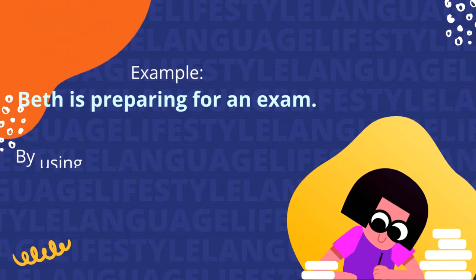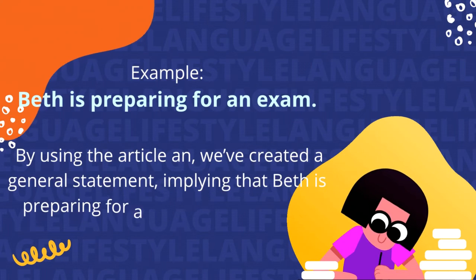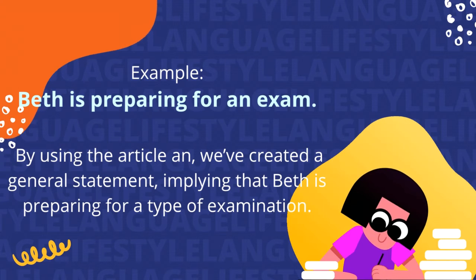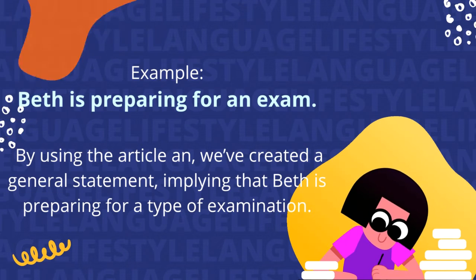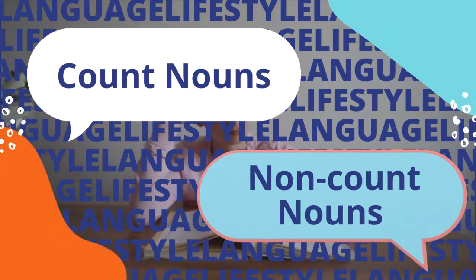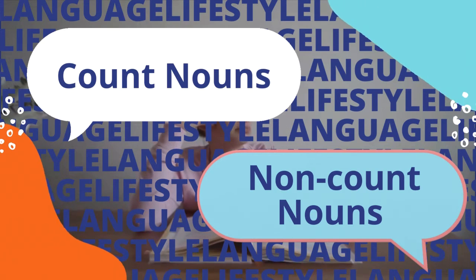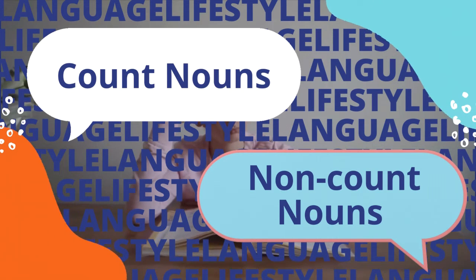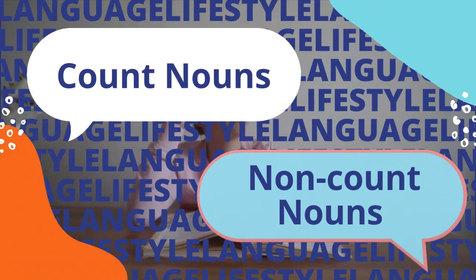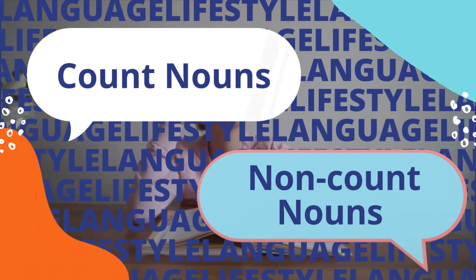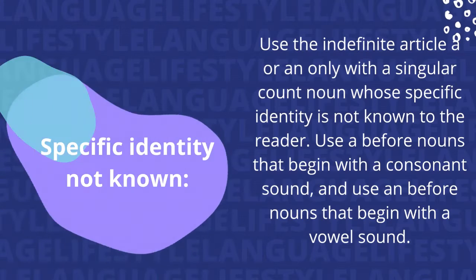Another example of an indefinite article used in a sentence. Beth is preparing for an exam. By using the article an, we've created a general statement implying that Beth is preparing for a type of examination. There are two types of nouns, count nouns and non-count nouns. Count nouns refer to items that can be counted and are either singular or plural, while non-count nouns refer to items that are not counted and are always singular.